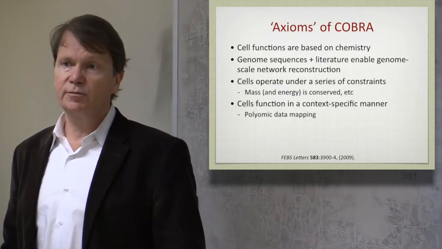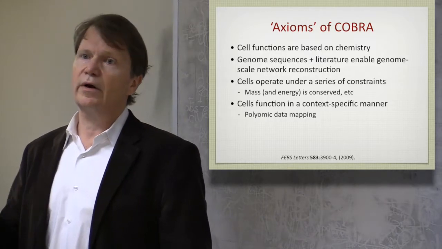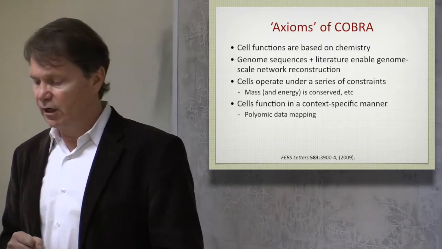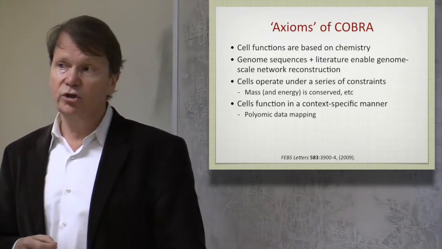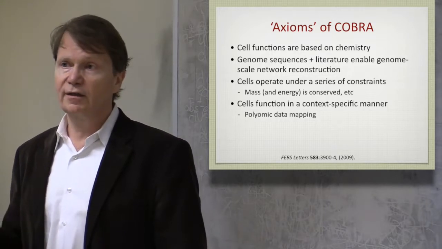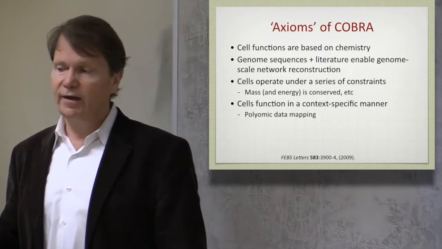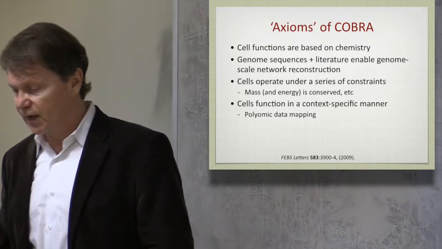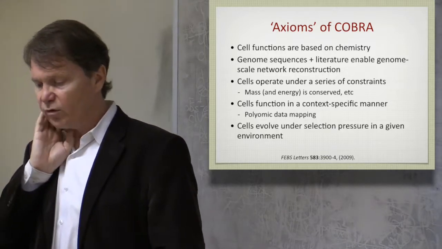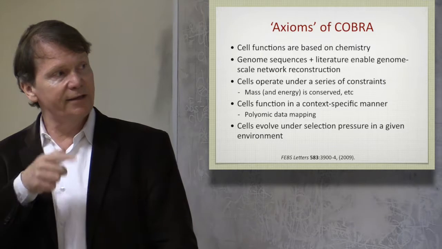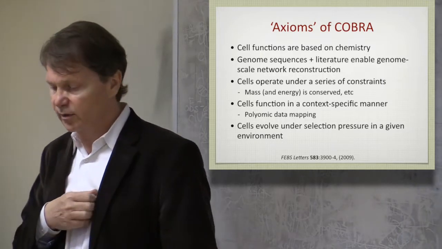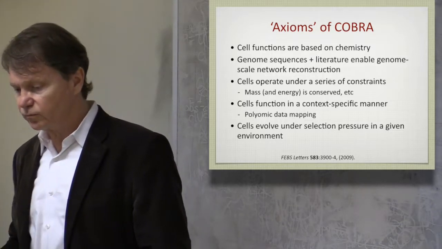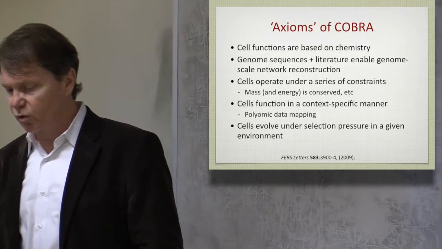Cells function in a context-specific manner. We change the environment from one place to another; they know that, they respond to that, and they react to that through regulation mostly. We can now study that by polyomic data profiling: just collect a lot of different omics data types in a given environment, and now you can map that onto a network as constraints and do studies with that. And then, of course, cells evolve under a selection pressure in a given environment, and that is the basis for the iterative process that I talked about before that leads to the phenomenon of distal causation. Okay, so that's what underlies the approach.